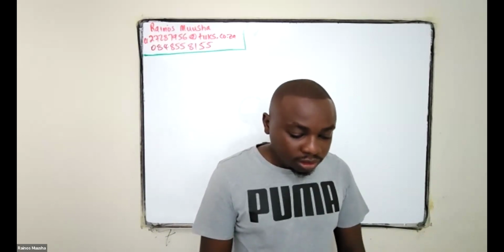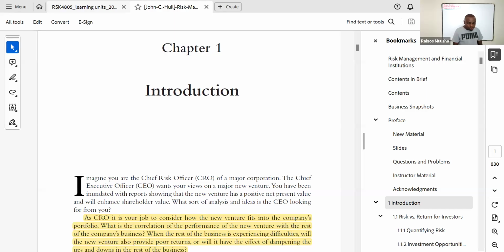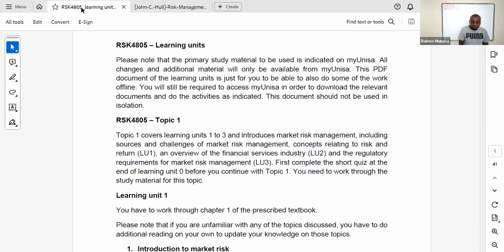Now, looking at the learning units that we're going to be doing, you will see that for RSK4805, we have 9 learning units. And please take note that anything that was covered before 2020 is no longer relevant, because before 2020, your curriculum was based on derivatives.